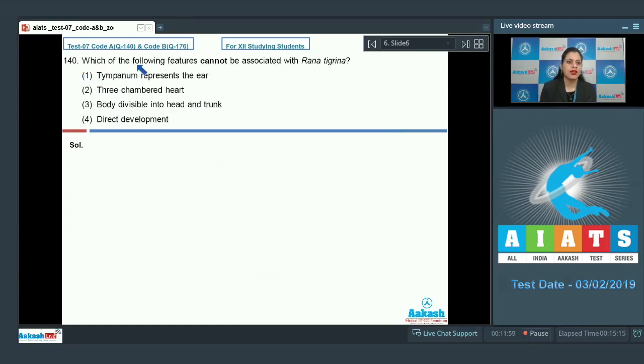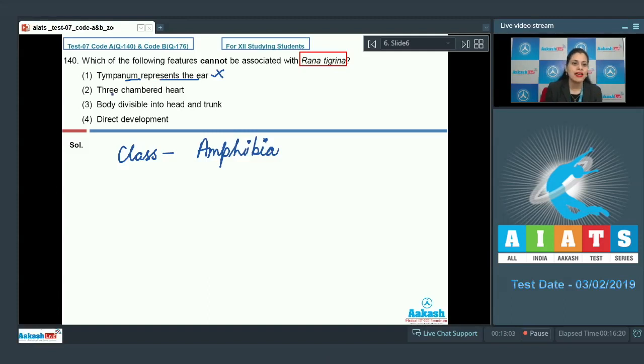Question number 140. Which of the following features cannot be associated with Rana tigrina? Rana tigrina is an organism which belongs to the class Amphibia. So it's an amphibian, and we need to find out a feature which is not a characteristic feature of amphibians. The very first option given is tympanum represents the ear, and as it is a correct statement with respect to Rana tigrina, this cannot be a correct answer to our question because in amphibians tympanum represents the ear. The external ear is absent in amphibians.